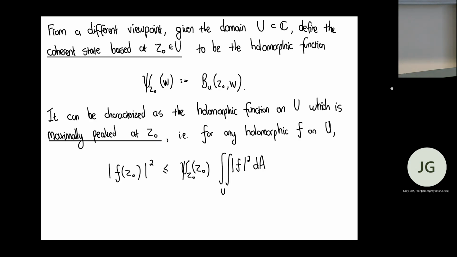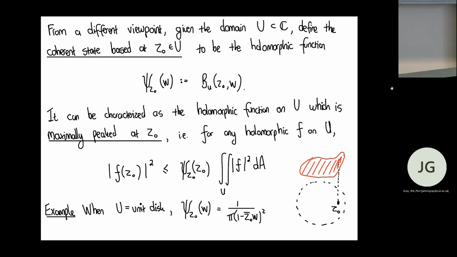And it can be characterized as the holomorphic function on U which is maximally peaked at Z0. In other words, for any other holomorphic function, its norm at Z0 must be less than or equal to what psi is times this. I should have put absolute value there. Anyhow, in physics lingo, it's the delta function at Z0 expressed as a holomorphic function.